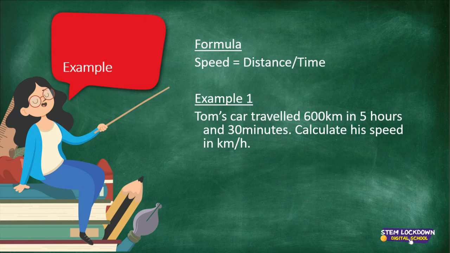Okay, here's our first example. We're told that Tom's car traveled. So Tom is driving in this case. Tom travels 600 kilometers. So what is 600 kilometers, learners? Here, 600 kilometers is your distance, so indicate that this is distance. And it travels this distance in 5 hours and 30 minutes. So what does 5 hours and 30 minutes represent? Obviously, according to this formula, it represents your time. So this is your time.